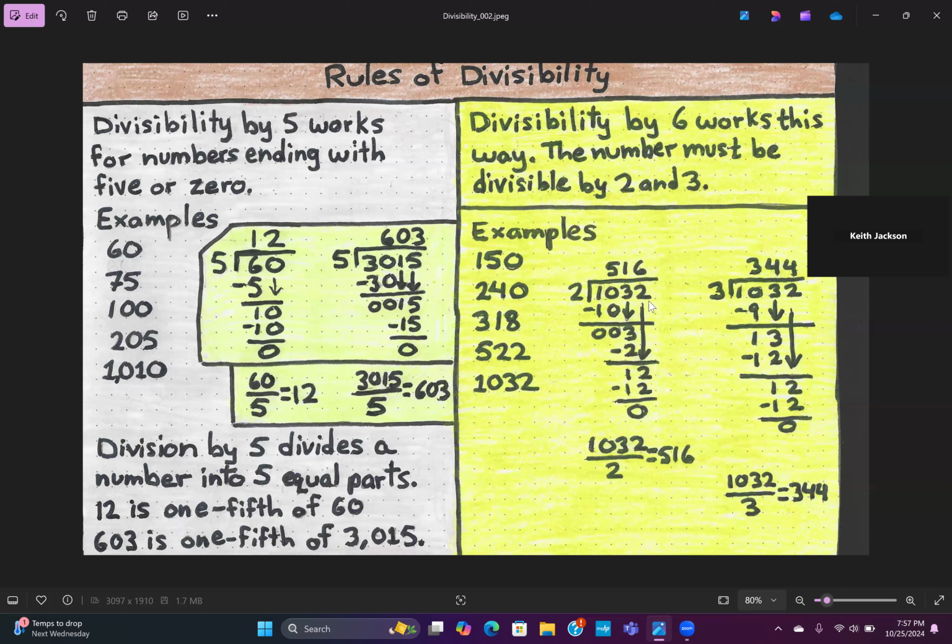When we test it over here, we will notice that, yes, it can be divisible by 2, giving us 516, because when you divide 1032 into two equal parts, guess what? You get 516 as one of those parts. And let's take that same number and divide it by 3. Here's what happens. When you divide 1032 by 3, you'll get 344. And 344 is actually 1/3 of 1032.